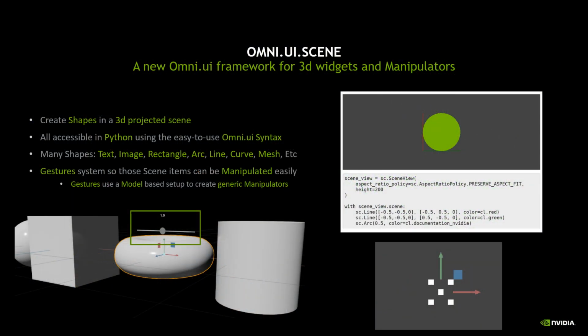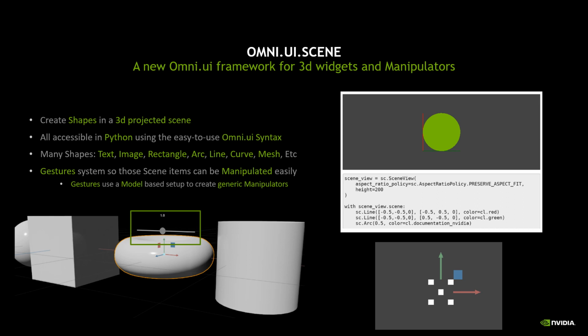The first one of them is called Omni Ui Scene. It is a framework to build 3D widgets and manipulators for your applications. You can create shapes in a 3D projected space. We'll go over the list of the shapes that we support initially. It is, as Omni UI, completely accessible in Python, using a simple and easy to learn Omni UI syntax. It is actually also available in C++, and over time we will talk about our opportunity there. But for now, think of it as easy as Omni UI to build 3D objects in the 3D world.